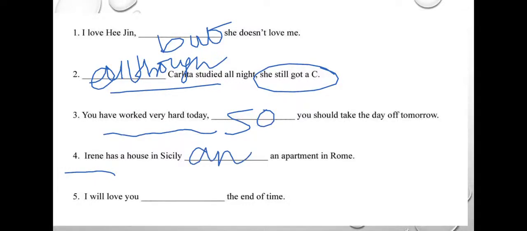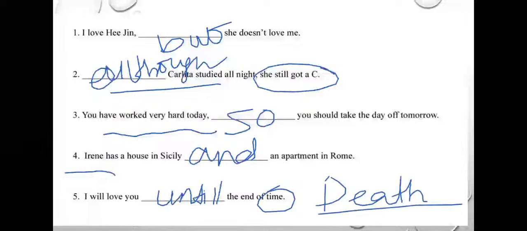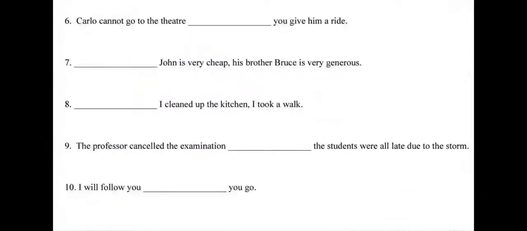Again, same ideas being conveyed. So and also. Apartment in Rome. I will love you, dash. What would be the answer? Until the end of time. Until the end of time means until my death, my lovely students. Until my last day, I will keep loving you, even though I don't know who you are.